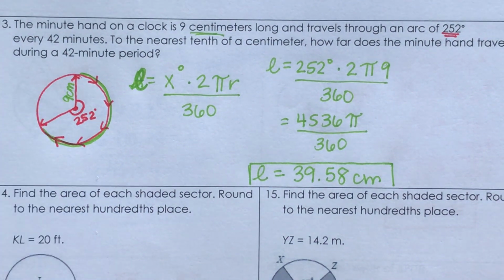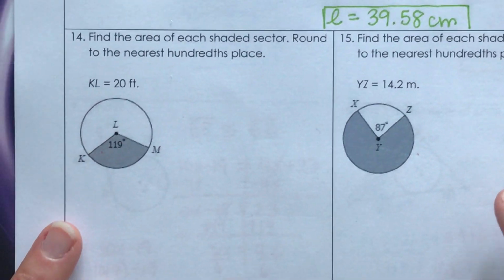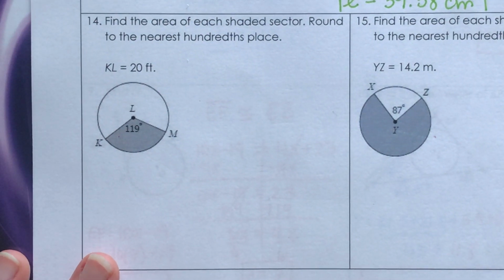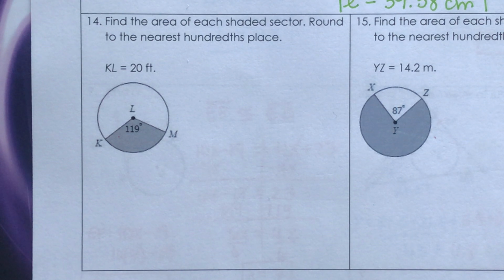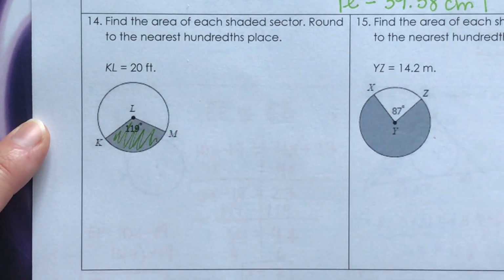All right, so maybe drawing a picture, cough, cough, hint, hint, is a great idea for problems like that. Okay, last 2 problems. Find the area of each shaded sector, round to the nearest hundredths place. Okay, so now this one I'm talking about area. So again, think about a pizza. If I'm talking about the sector area, that means how much pizza do I get to eat? That's in here, the area of it.